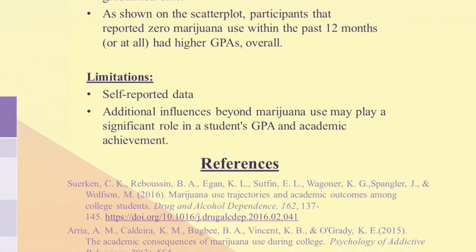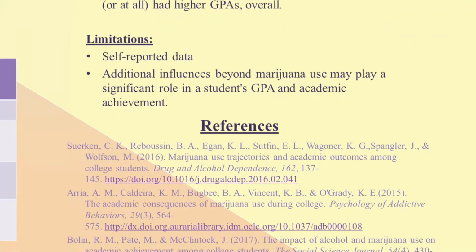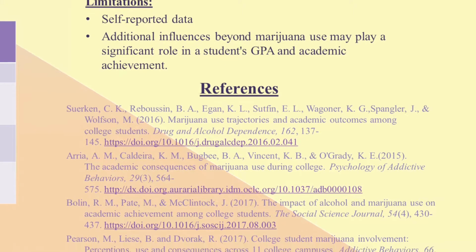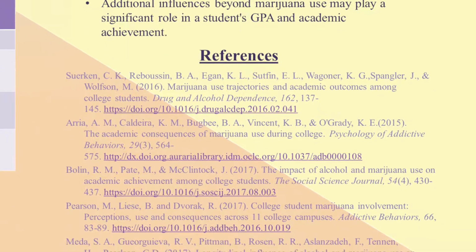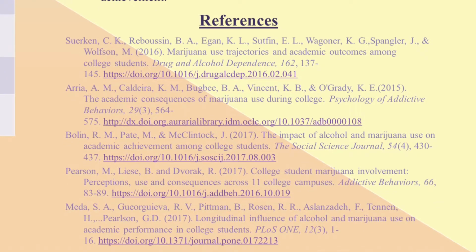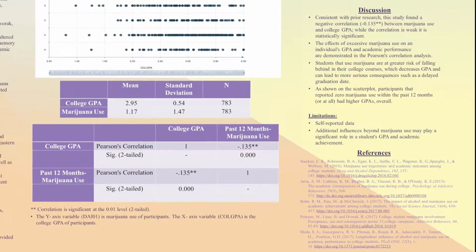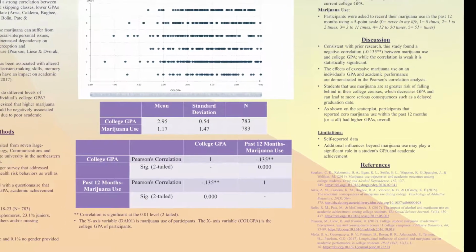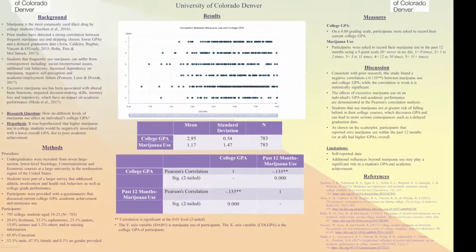Additionally, it is possible for students to struggle academically because of other influences, not included in this particular study. While it is important to understand the effects of excessive marijuana use on a student's GPA and academic success, future research needs to examine the underlying causes associated with poor academic achievement.